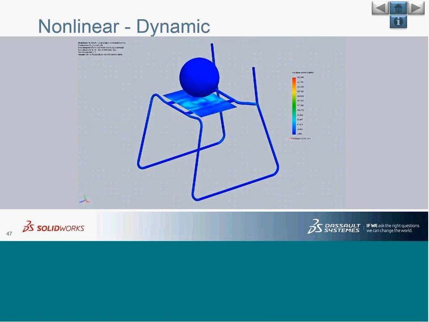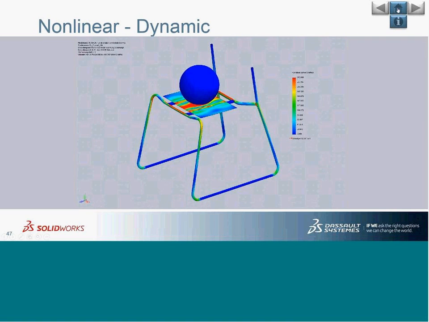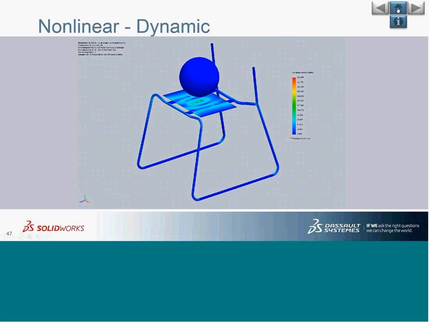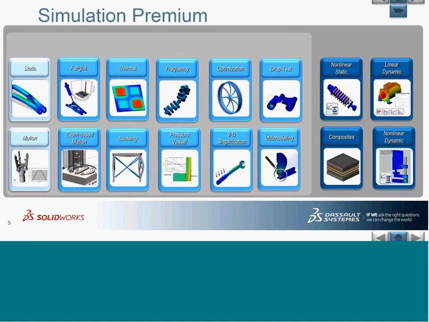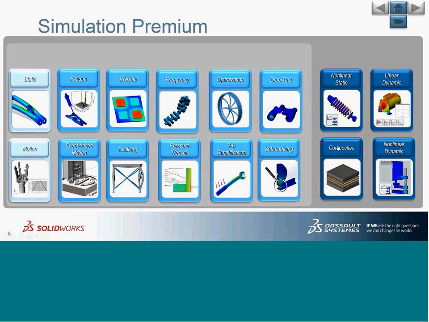It could be a kind of dynamic loading, it could be harmonic, random, or what you see over here, it could be a simple time-dependent variation of force or deflection. I'll cover the rest of these modules in detail. As in the initial agenda slide, I'll be covering those important features in more detail.